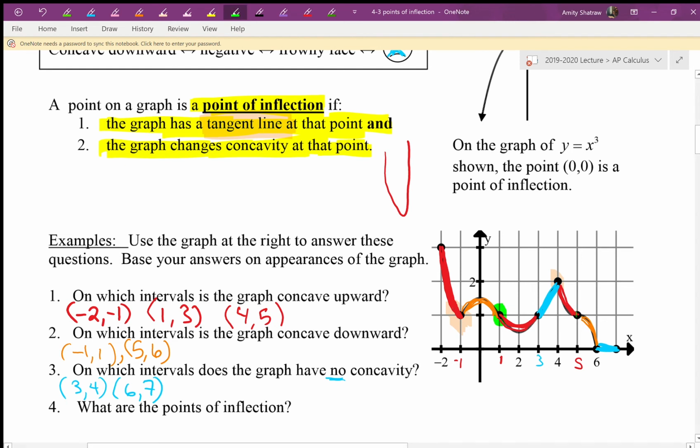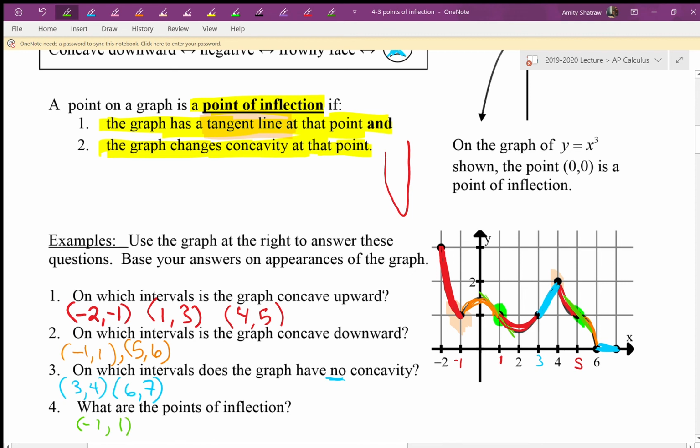It's where it changes from up to down or down to up, and you can draw a tangent there. Okay, and my tangent, by the way, let's do this in like this green, would be like that and like that. Okay, so then that means that my points of inflection are (-1, 1).